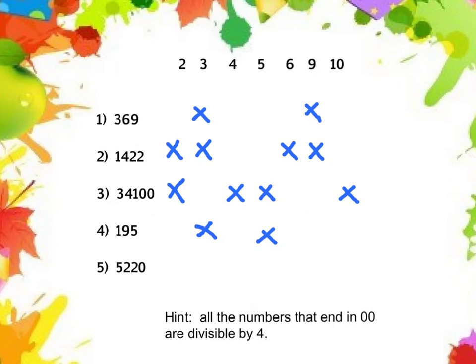5,220. This number is an even number, so it's divisible by 2. The addition is 9, so it's divisible by 3. It ends in 20, so it's divisible by 4. It ends in 0, so it is divisible by 5. It is divisible by 2 and 3, so it is also divisible by 6. Since the addition was 9, it is divisible by 9, and it is divisible by 10. Good, this one was divisible by all of the numbers. Let's keep on.